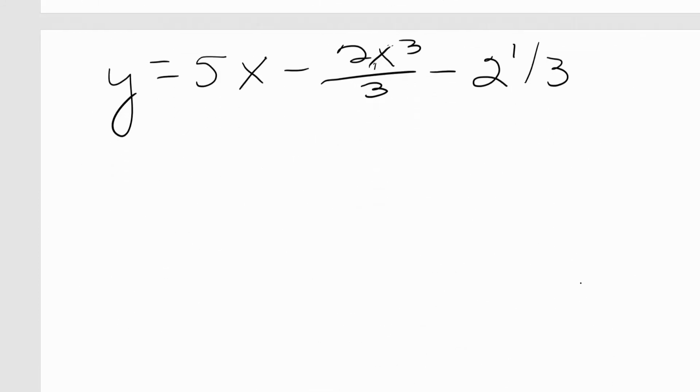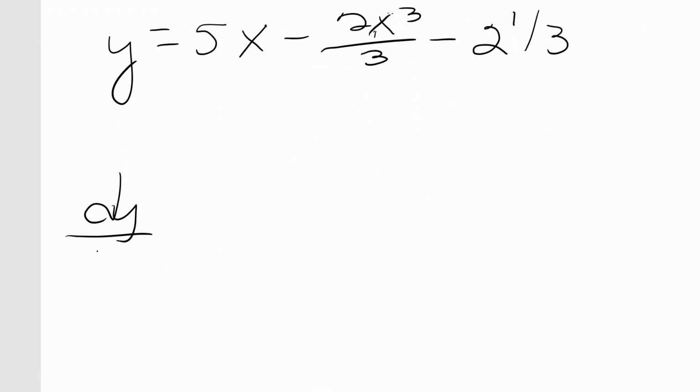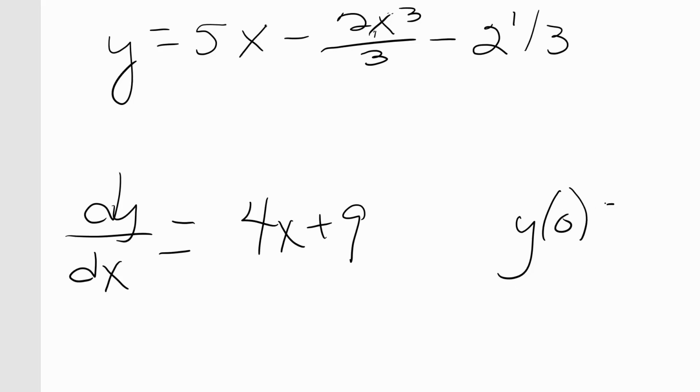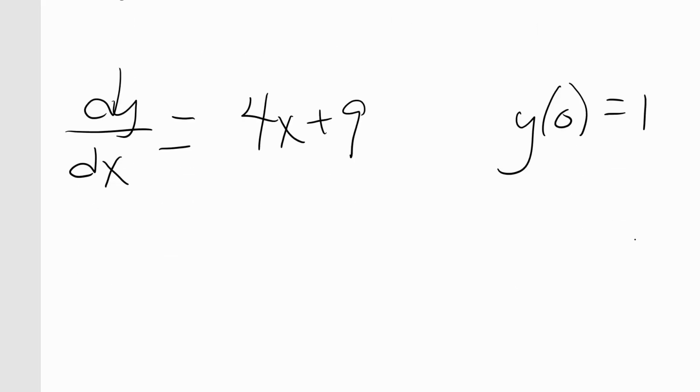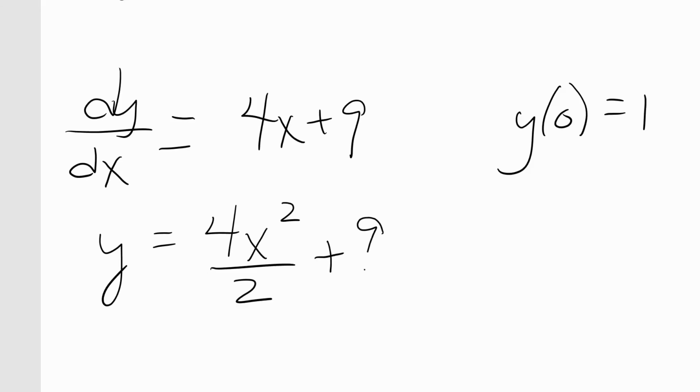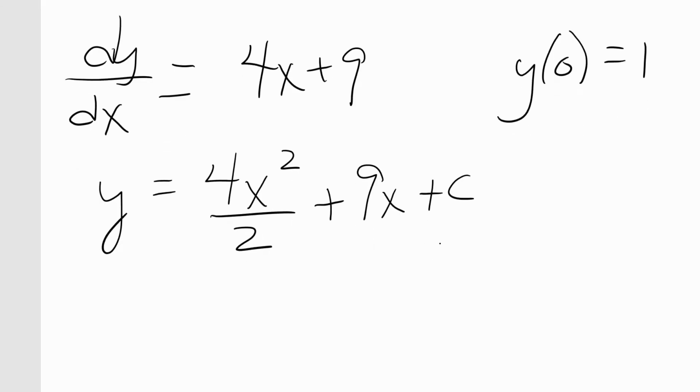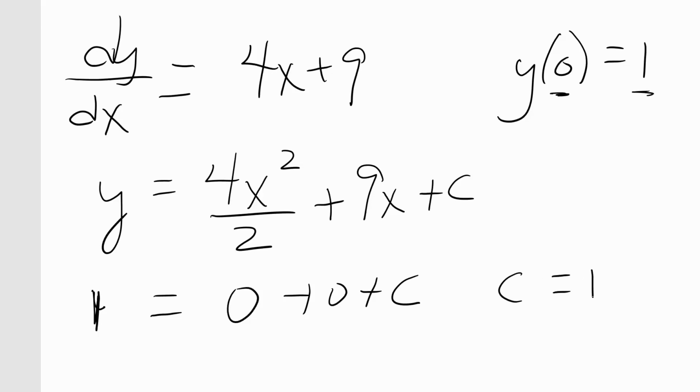So now, if we are told dy dx equals 4x plus 9 and y of 0 equals 1, we can solve this. We can say y equals 4x squared over 2, add 1 to the exponent and divide by it, plus 9x plus c. But now I need to solve for c. So I'm going to plug in 0 for x and get out 1 for y. So I get 1 equals 0 plus c, or c is 1.